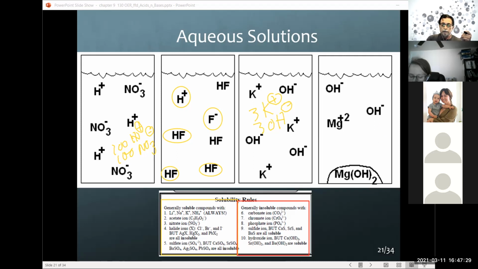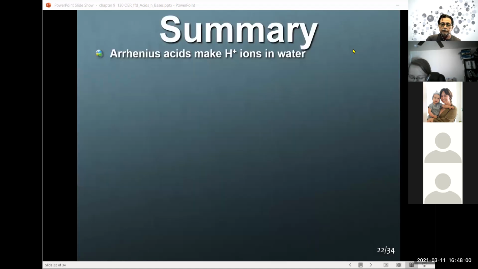Okay. So here we represented 4 different compounds, chemicals, and showed how they would be represented if we dissolved them in water. And we base that on whether they are strong acids or strong bases, weak acids, weak bases, or whether they're soluble or insoluble in water. Okay. So let me summarize here real quick.